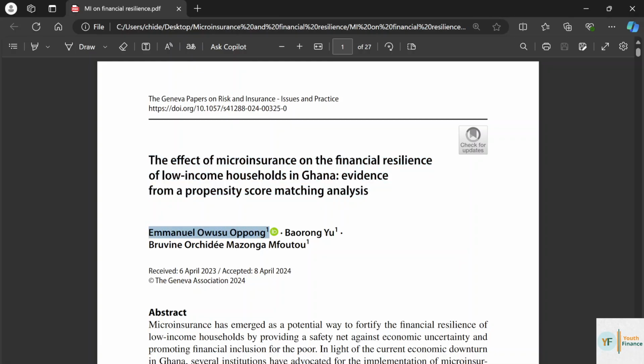Here we have the name of the main author. He is the Youth Finance Platform Manager. We have the name of the second author, who is the former PhD supervisor of the main author. Then we have the third author name, which is me.